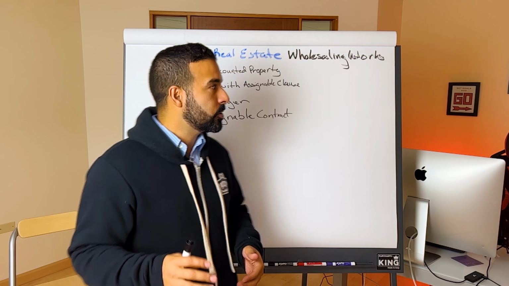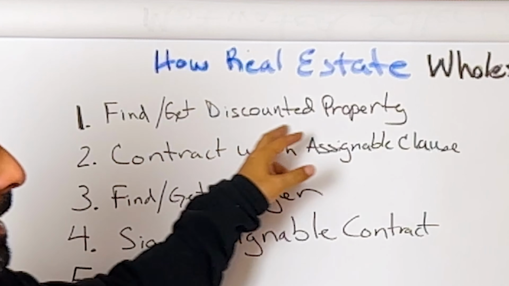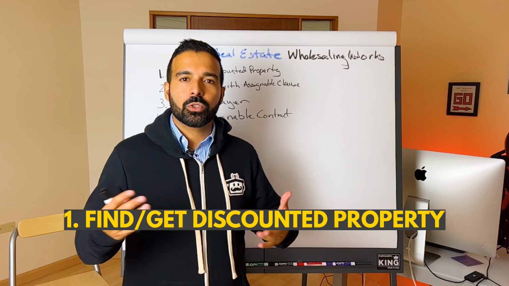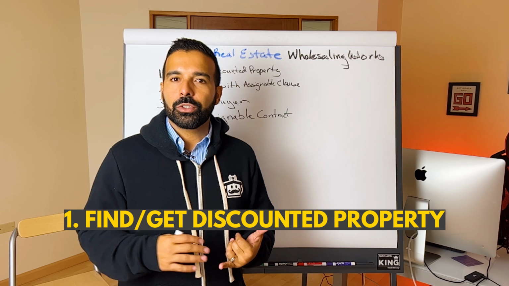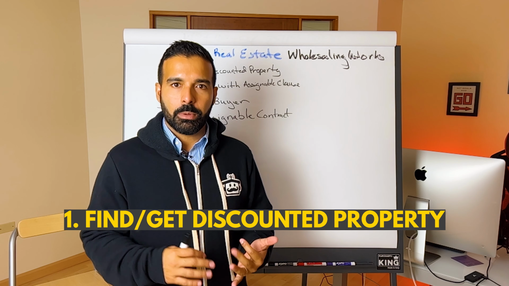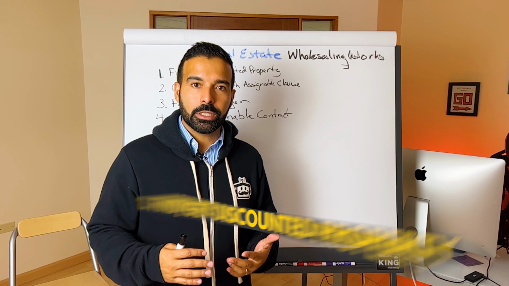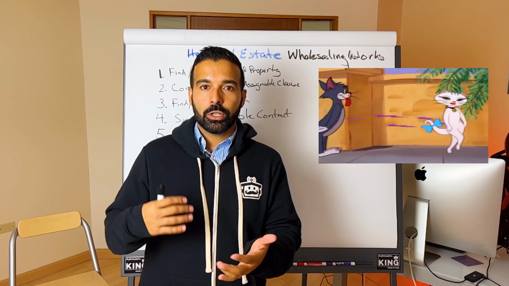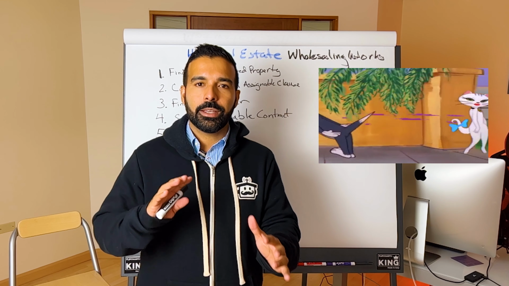And so the first step is finding or getting a discounted property. Why do I say finding or getting? Well, typically people start off with calling for sale by owners, for rent by owners, maybe downloading some lists, foreclosure lists, and calling them. But you can also attract those sellers to come to you, okay? So that's why I say find and get.